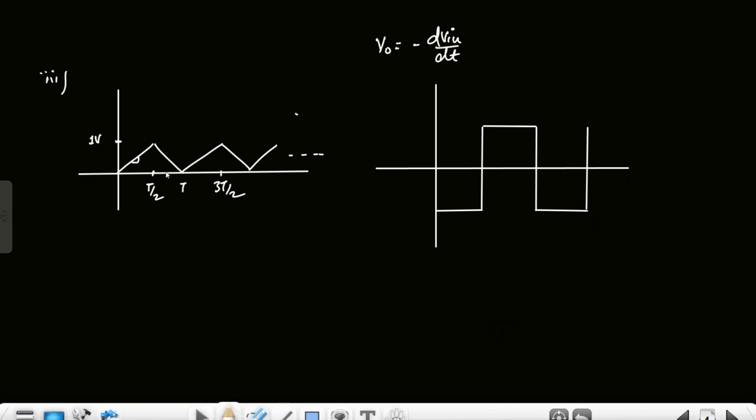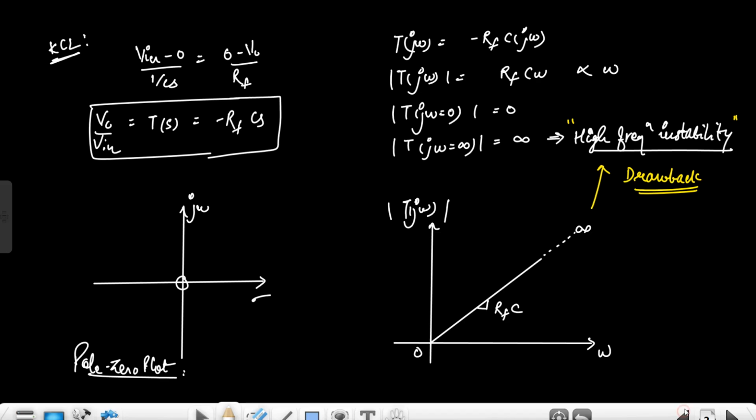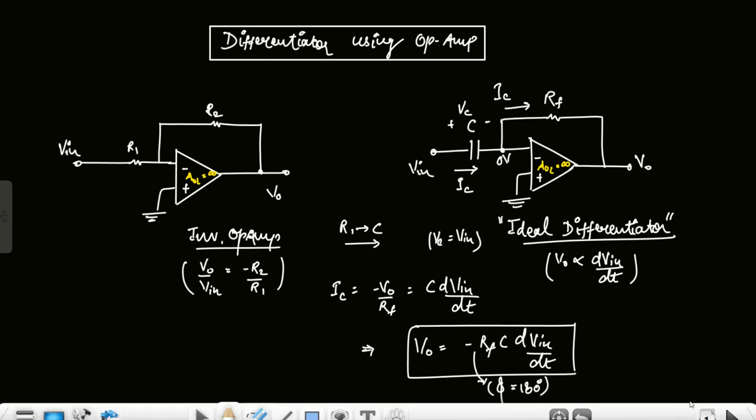So the slope will be 2 by T, so it will be minus 2 by T, and this will be plus 2 by T, and this keeps repeating. So this is how we can draw the output for the input of the ideal differentiator. So this was the discussion of the ideal differentiator circuit. So okay, thank you.